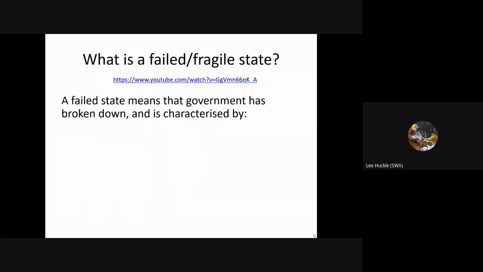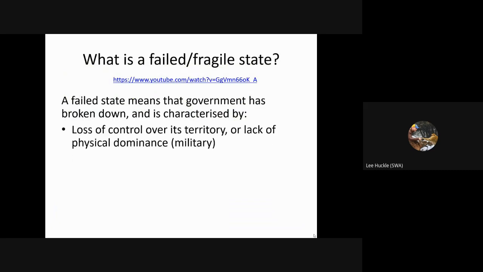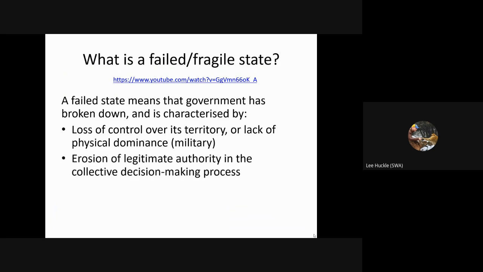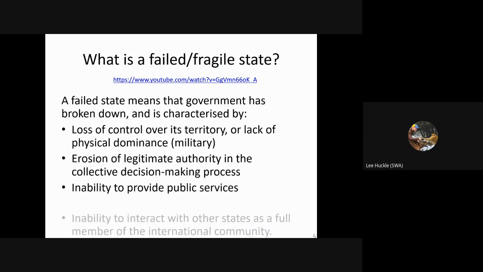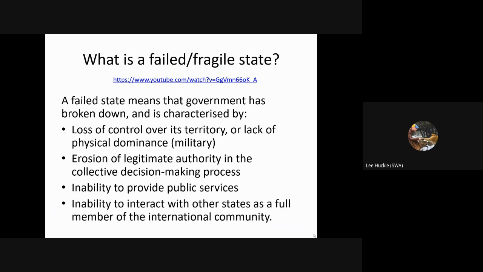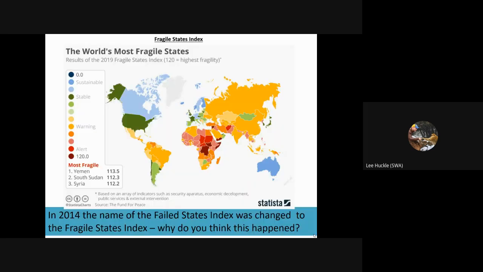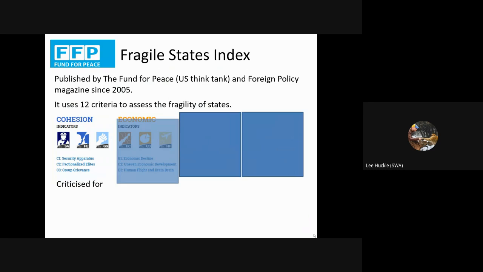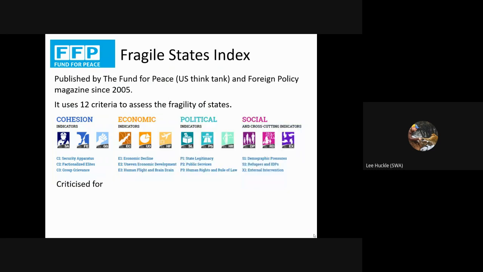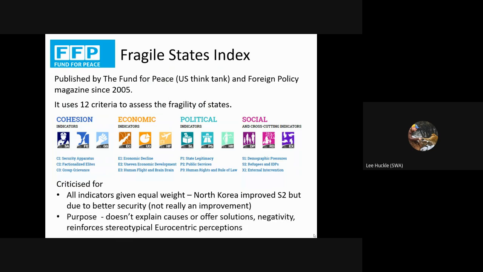That's where we began. What is a failed fragile state? We defined it, characterized by loss of control of its territory, erosion of authority, inability to provide public services, and then the inability to interact with other states effectively. We looked at the world's most fragile states through the Fragile States Index. Remind yourself of that, please. Again, a bit more on the Fragile States Index. We looked at the 4 different areas, which are broken down into 12 criteria to assess the fragility of states. Some of the criticisms we explored as well.